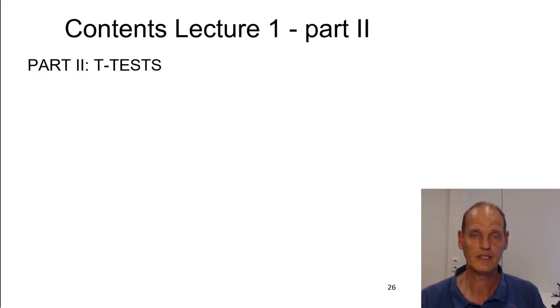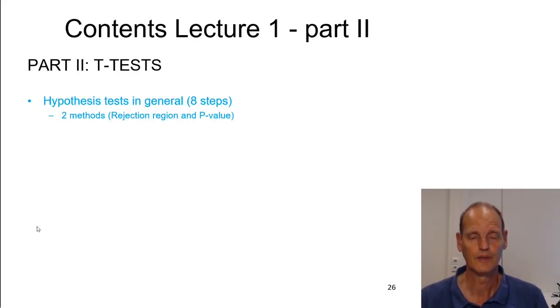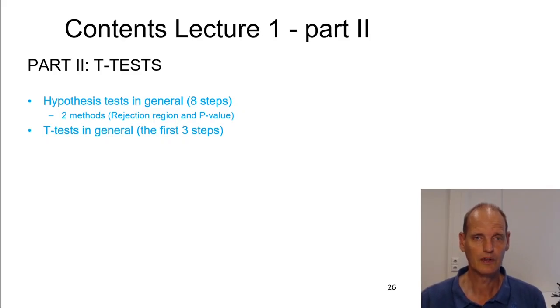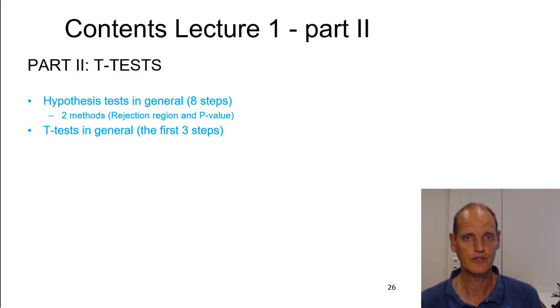So now we come to the second part of our lecture, the part about t-tests. It contains the following topics. First of all, a few general discussions, one on hypothesis tests in general, the 8 steps, the 2 methods, rejection region and p-value. Then we will see how t-tests are specific cases of hypothesis tests, and that we see especially in the first 3 steps, linked again to the 4 elements of t-procedures.